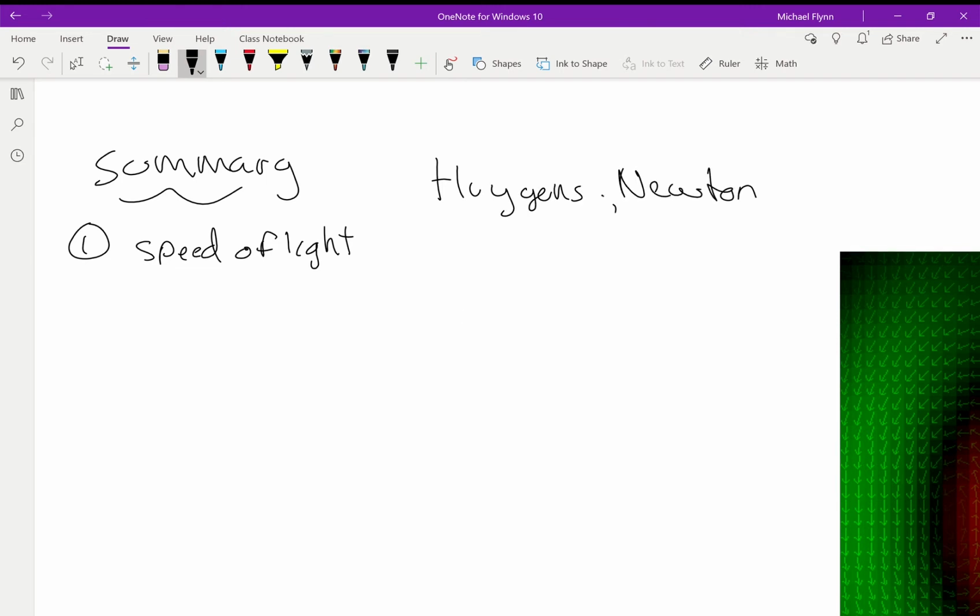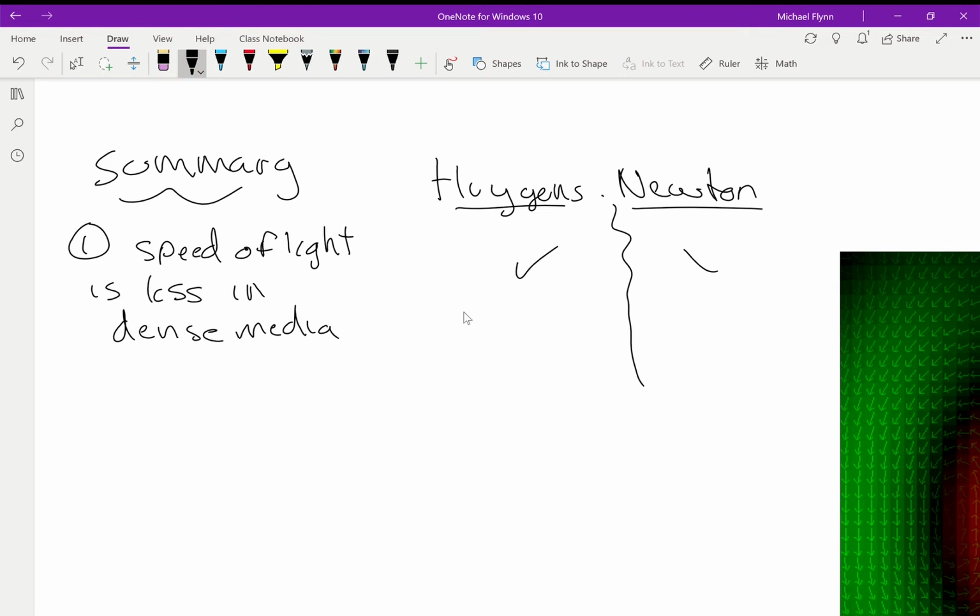Okay, so I'll make a little table here. Speed of light in dense media. The speed of light is less in dense media. So score 1 for Huygens, false. So this is in the 1800s. Okay, this is how it all came together.